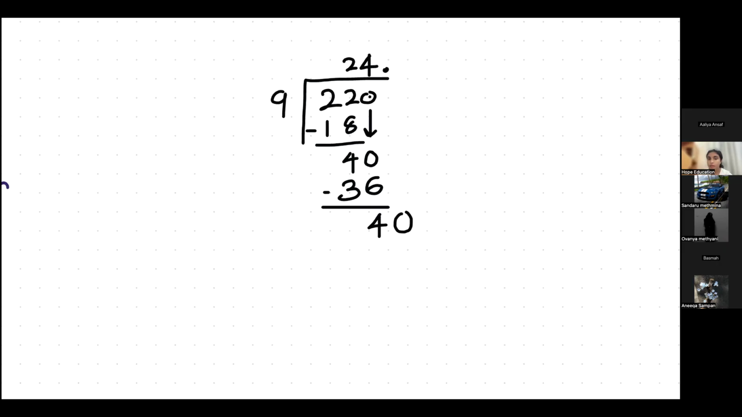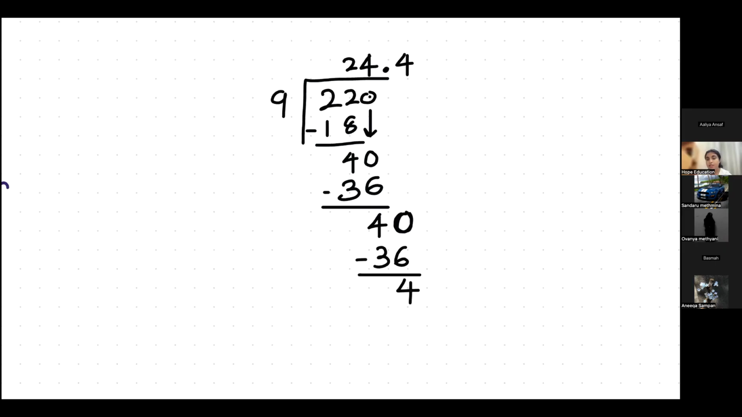Here, if I add a 0 like that, I have to put a decimal point here. Okay, before I do anything else. Now 40, let's see, 9 times 4. 9 times 4 is 36. Then 40 minus 36, we get 4.